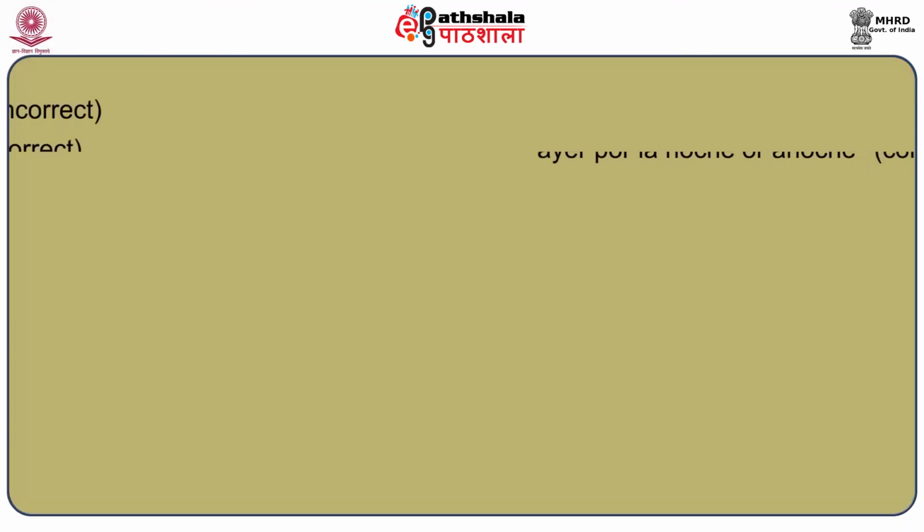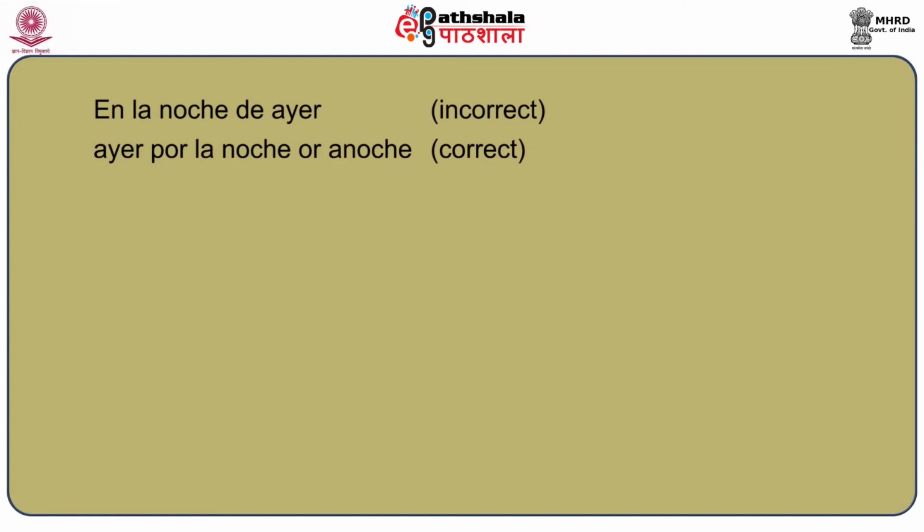Some expressions of en with particular times of the day, día, tarde, noche, madrugada, are incorrect, but one can hear them being used in the media. En la noche de ayer is incorrect, and one should say ayer por la noche or anoche.